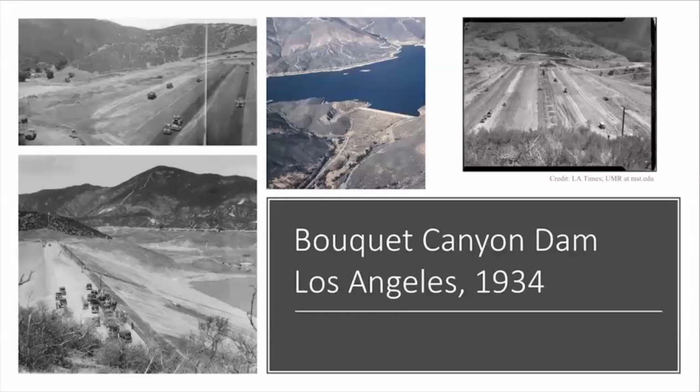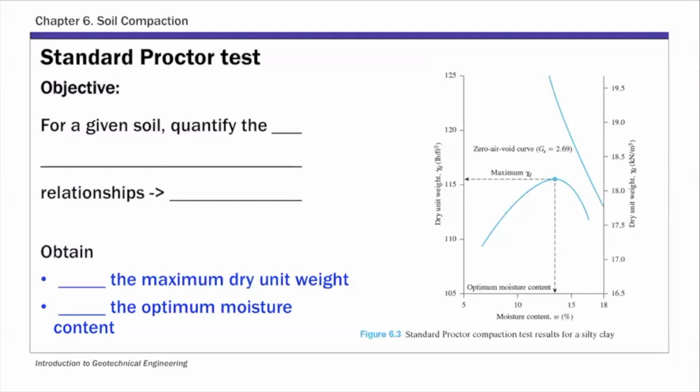And in terms of the lab procedure, based on the relationship he observed, Proctor actually designed a standardized test. That's what we term the standard Proctor test. The objective of this test is to quantify, for a given soil, the moisture content and unit weight relationship. In his study, Proctor observed that the unit weight of compacted soil is impacted by the moisture content. So he described that relationship using a curve shown on this slide.